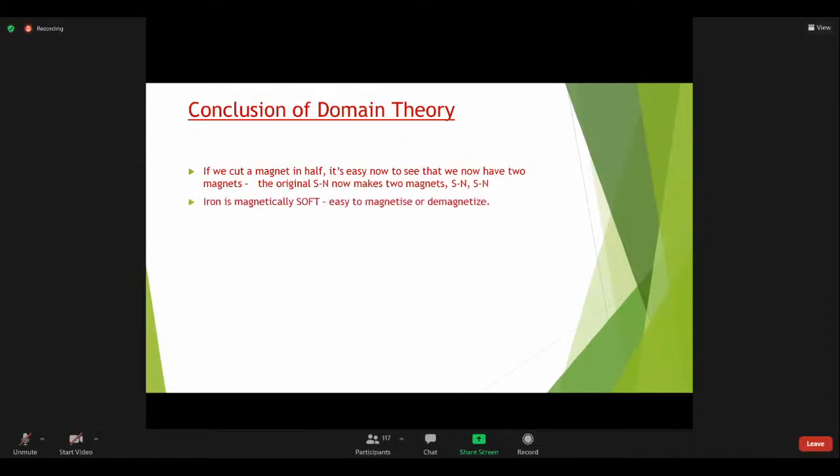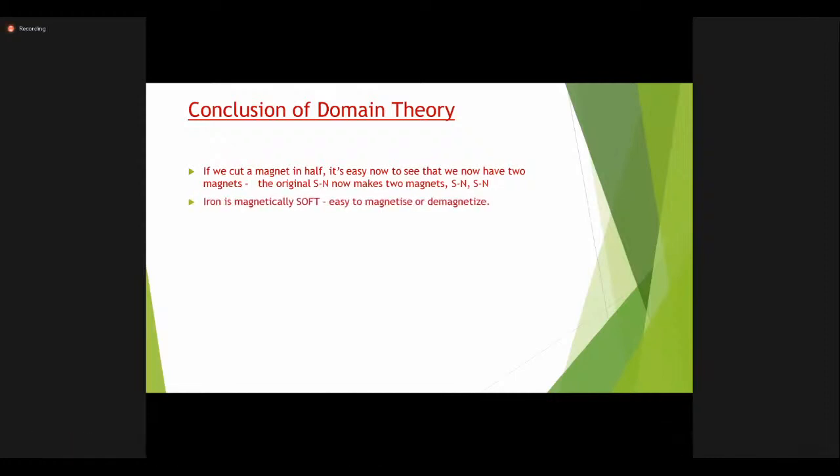Second, iron is magnetically soft, easy to magnetize and demagnetize. The reason being, iron is generally used as a permanent magnet because there are dipoles present in it in different domains. If you magnetize it, all the dipoles will come into one direction. In a diamagnetic material, that doesn't happen. In a paramagnetic material also, it is difficult to achieve it. But in ferromagnetic materials, it is very easy to achieve it.